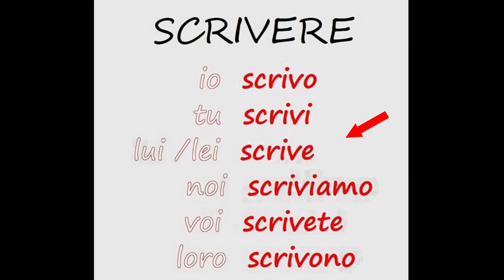Then lui, lei, we will only add an -e, and it will remain scrive. We continue with noi. In this termination we add -iamo, and we have scriviamo, and then we have voi, which ends with -ete, and it will be scrivete. And finally we have loro, which ends with -ono, and we have scrivono.